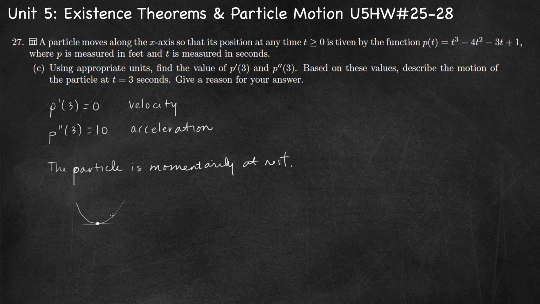So we get this concave up shape. So that means our position graph at this point is changing from decreasing to increasing, which means our velocity is changing from negative to positive at this point. So we are getting a change in direction. So the particle is momentarily at rest and changing direction. And the velocity is changing from negative to positive, so changing direction from left to right.